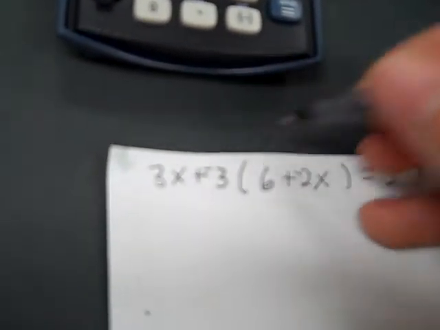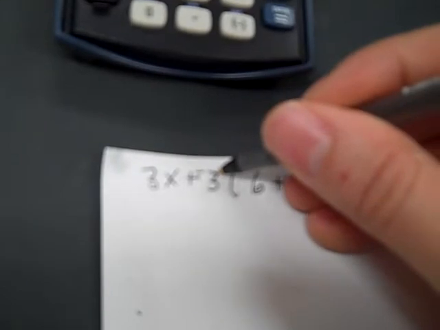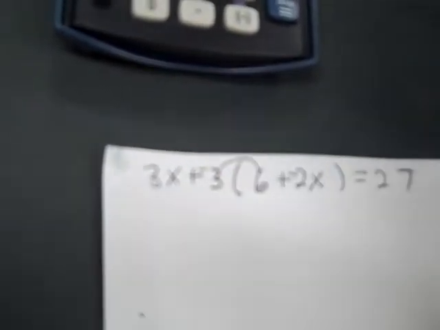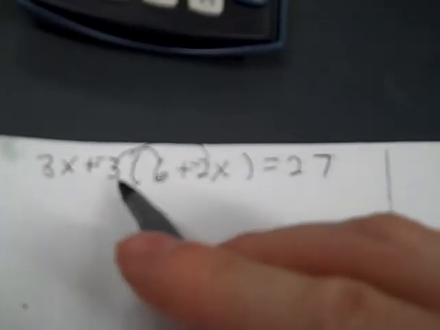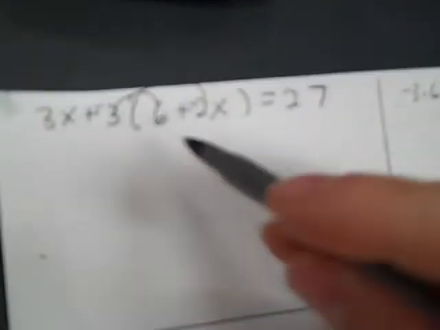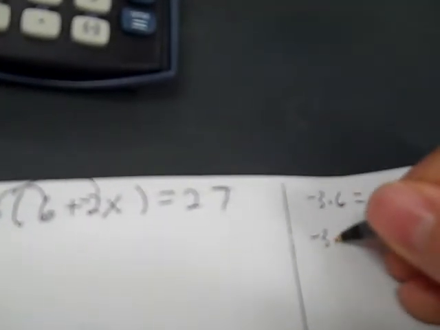So what you need to do is draw a couple rainbows. So you have the outside of the parentheses, you have a negative 3. So you draw a rainbow from negative 3 to 6 and negative 3 to negative 2. That means we're going to multiply. Okay, so I take negative 3 times 6 and negative 3 times negative 2x.